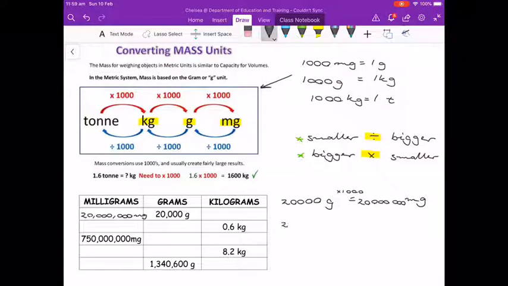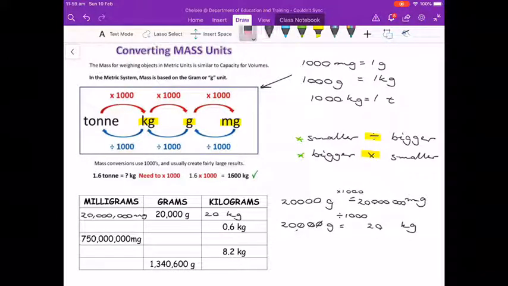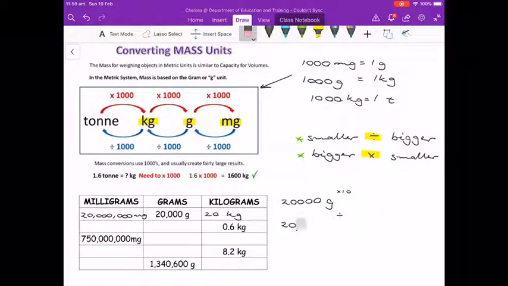However, if we're going from 20,000 grams into kilograms, we're going from a smaller to a bigger unit, and we are essentially dividing by 1,000 using the chart above. Because we're dividing by 1,000, we're actually taking off 3 zeros. So we are either taking off 3 zeros or adding 3 zeros, depending on the direction. So this is the working out that you could provide, but I'm just going to use the chart.